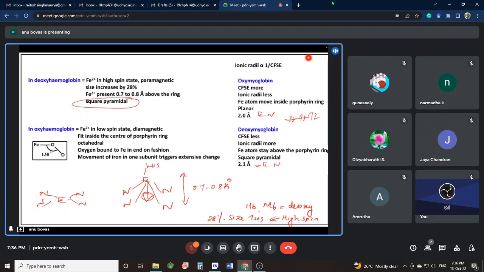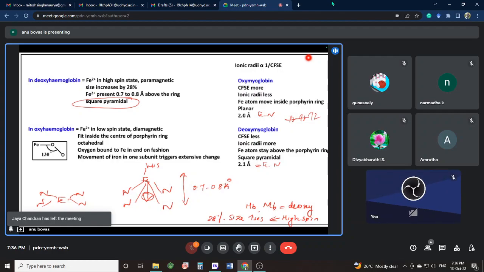Due to this only, we will learn what the cooperative effect is. Imagine we have hemoglobin, with so many hemoglobins present. One iron has bonded with oxygen, so its size will decrease and it will come into the cavity. This will trigger the other iron atoms also to bind with oxygen and come to the plane. So this is called the cooperativity effect, and this is the basics of where it comes from.